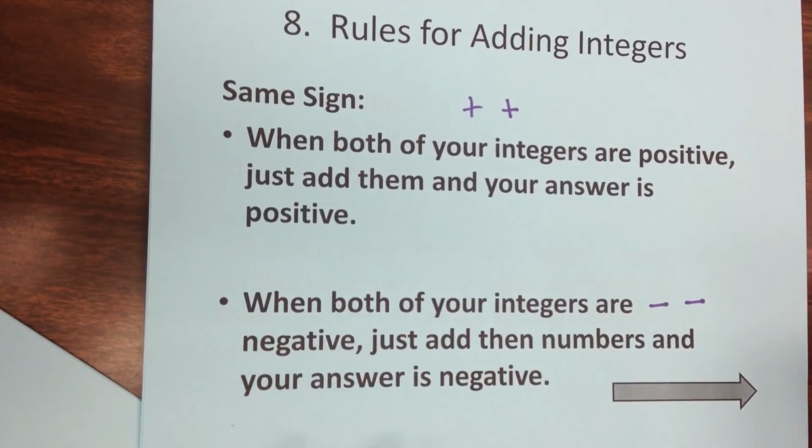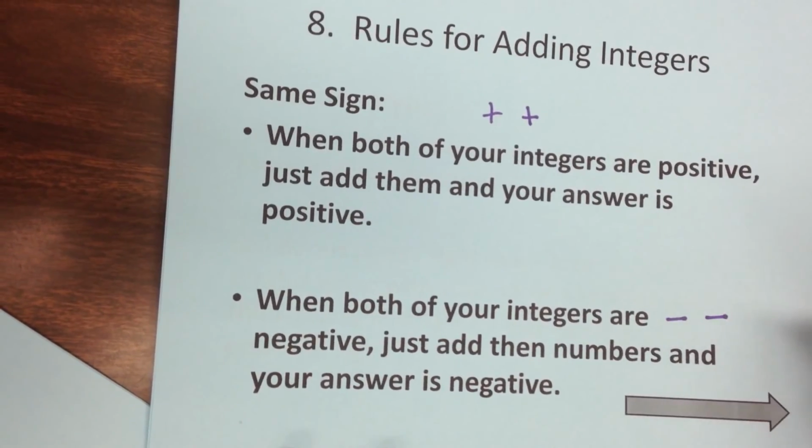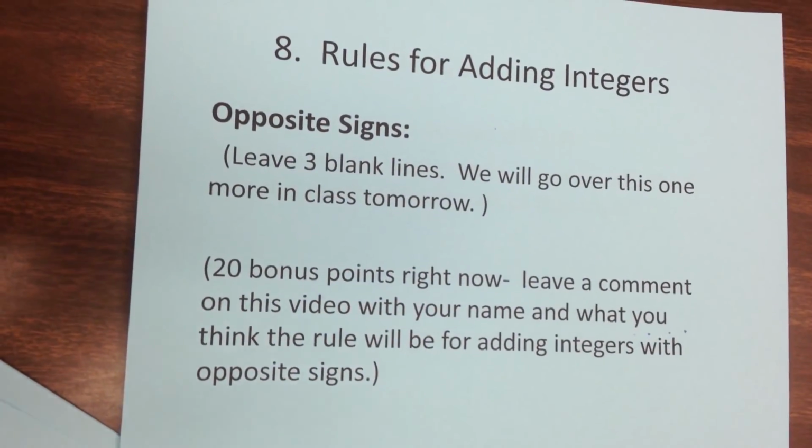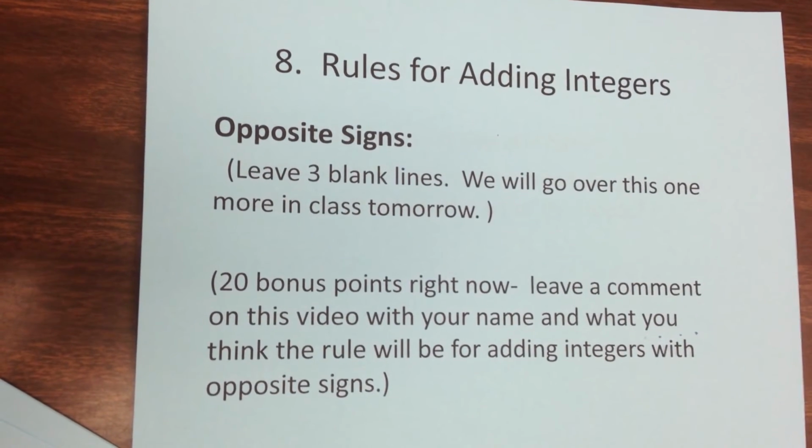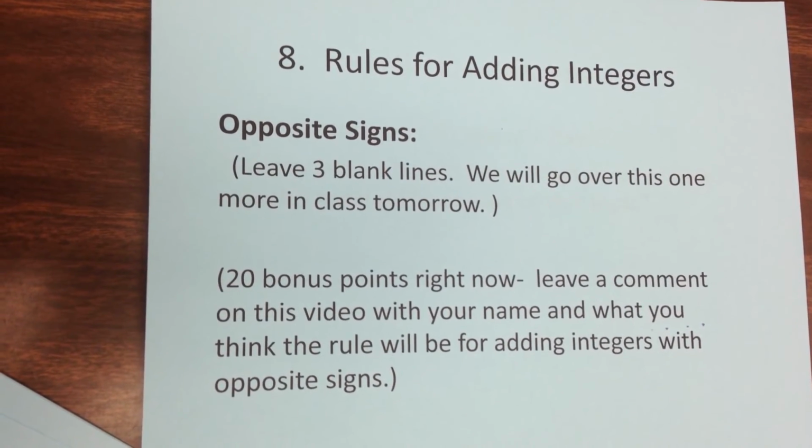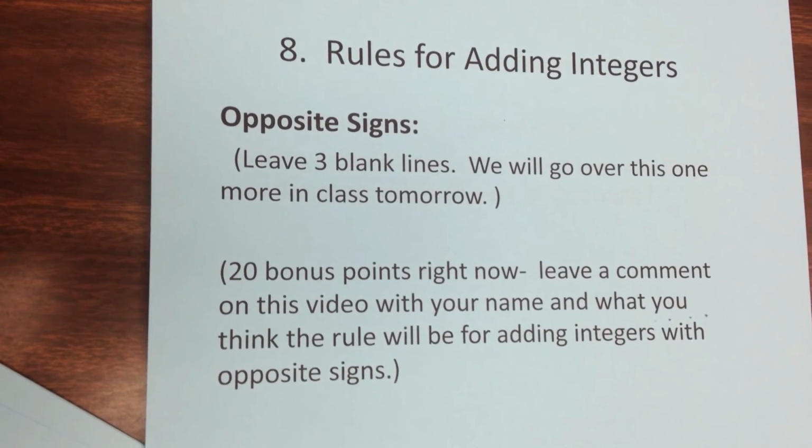Now, what happens when one is positive and one's negative? That's a different rule. So I want you to write down opposite signs and leave 3 blank lines. We're going to go over this one more in class tomorrow.